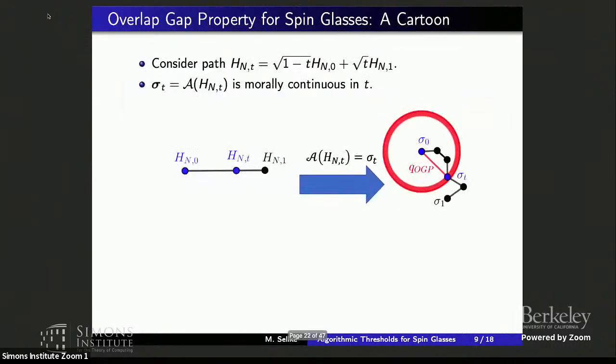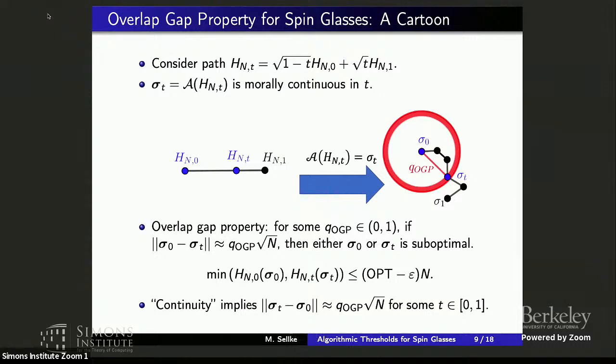Let me show you another sort of cartoon of the overlap gap property. We're going to consider an interpolation path. In this case, we're just going to take two independent Hamiltonians, H_N^0 and H_N^1, and we're going to interpolate between them so that everyone along this path has the same marginal. The idea here is that morally, the algorithm gives us a continuous path, and there's some intermediate distance, q_OGP, that we have to cross by continuity. The overlap gap property lets us say that if we have 2 points at this intermediate distance, q_OGP, then they can't both be near optimal. And that's how you can show that stable algorithms can't reach opt.